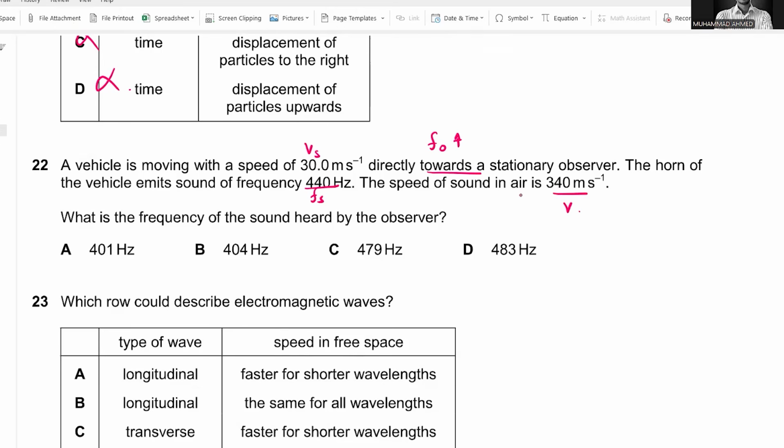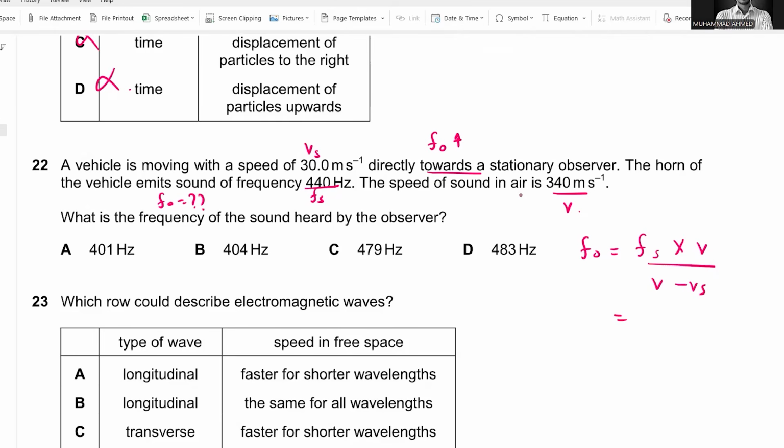What is the frequency of sound heard by the observer? You have to calculate the frequency of sound heard by the observer. How will you calculate that? Frequency of the sound multiplied by the speed of sound divided by speed of sound minus the speed of source.